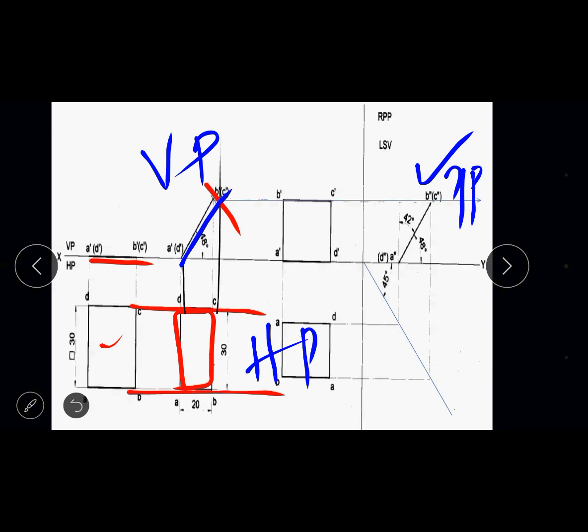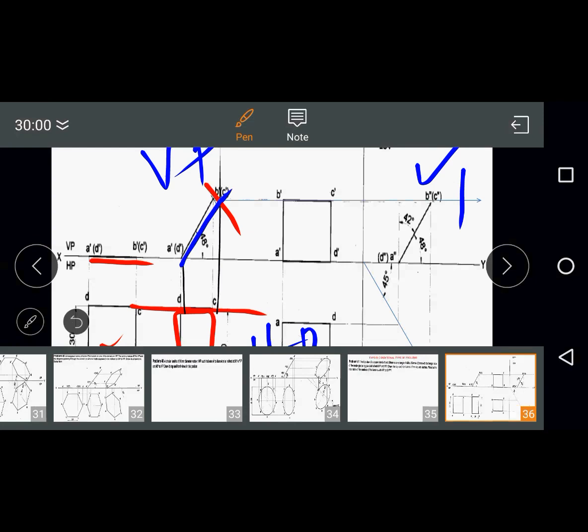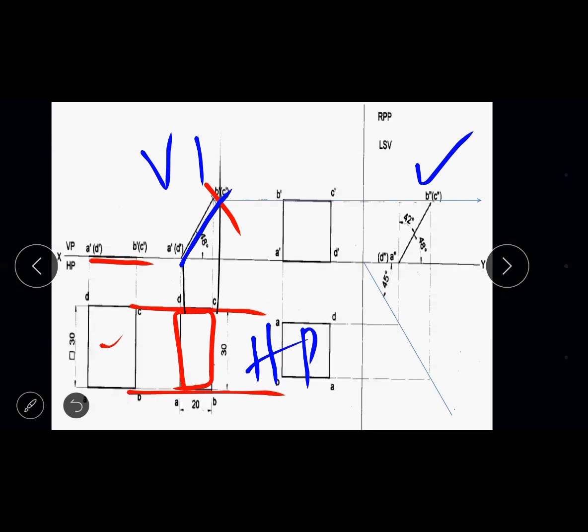So all three profile planes are used in this problem: the horizontal plane, the vertical plane, and the RPP, the right profile plane. Here let us see, what does this third figure stand for? Why is this third figure used here? What is the significance of this third figure?